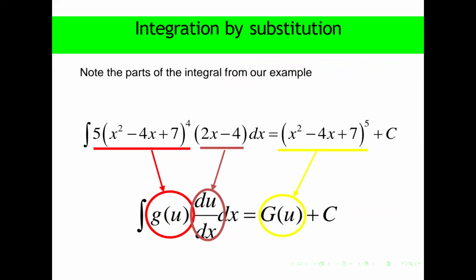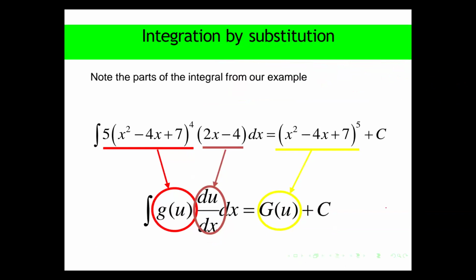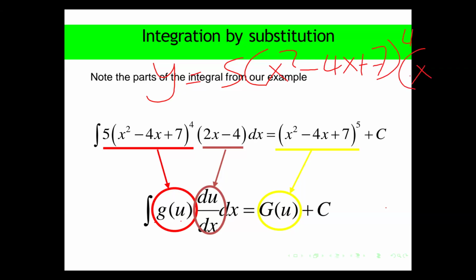Kindly repeat, Samuel. I should repeat. So I am saying that we do know that whenever you differentiate the g(u) function, like you have a function like this, y is equal to, let's say, 5, open the bracket, x squared minus 4x plus 7 to the power 4 multiplied by 2x minus 4. We are integrating. We are not differentiating.